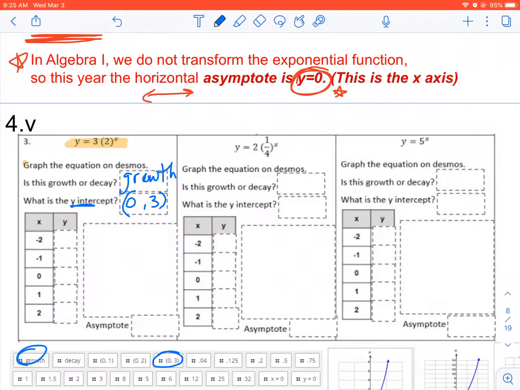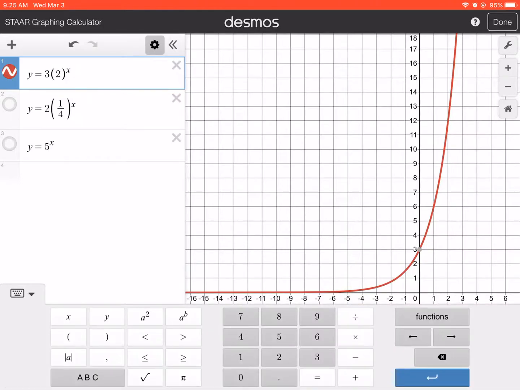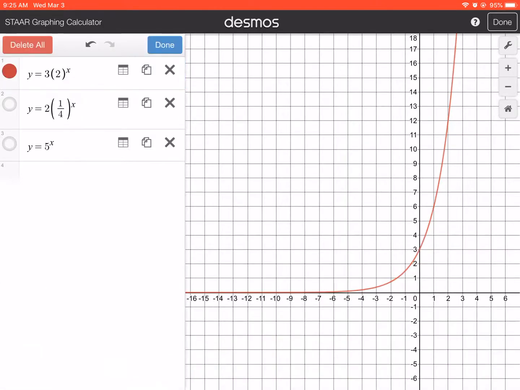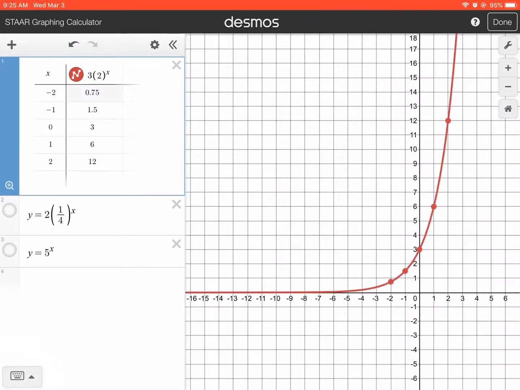Then we have a table. Desmos is super awesome in that you can turn this equation into the table. So we are going to hit our gear, change it to, and then we get to choose table. The values are actually the same ones that are in the table provided on Schoology. So next to -2, we have 0.75, 1.5, 3, 6, and 12. So you might want to jot those down on your paper so that you don't have to keep scrolling up and down.